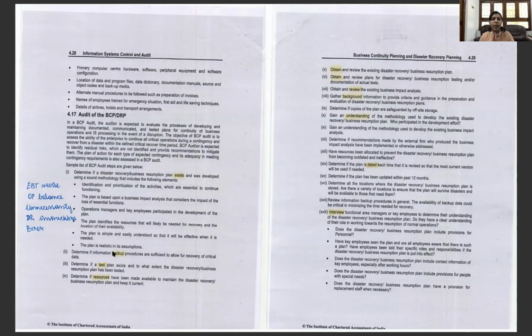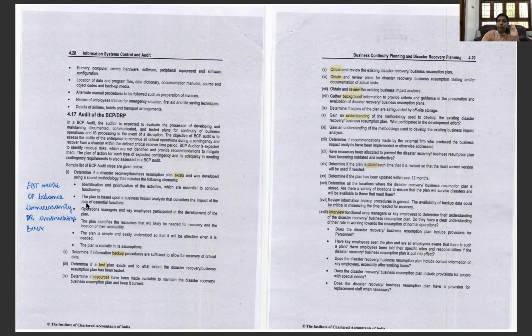Let us go through it one by one. What is the mnemonic? EBT Revise Opening Balance Unnecessarily DR Instructions BINA. What should we be auditing? First, audit if the plan exists. Next, B, determine the backup procedures. Then T, audit of the test plan. Then R for the resources, critical activities and resources. We audit the resources. Okay. Then O, obtain and review the existing plan.